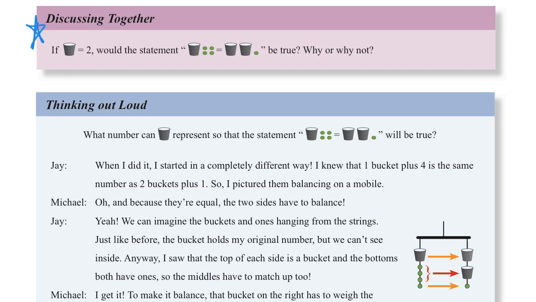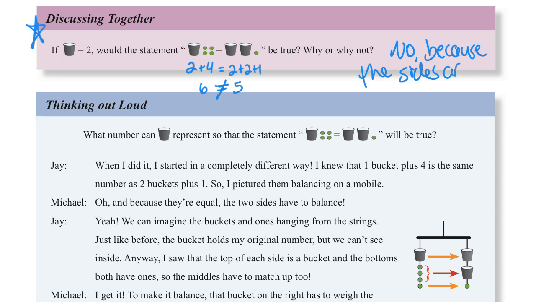Let's look up here at the discussing together problem. If a bucket equals 2, would this statement, a bucket plus 4 equals 2 buckets plus 1, be true? Why or why not? So let's see. If we put in 2 for a bucket, I'd have 2 plus 4 on that side, and 2 plus 2 plus 1 on that side. 6 equals 5. That is not true because the sides are not equal.